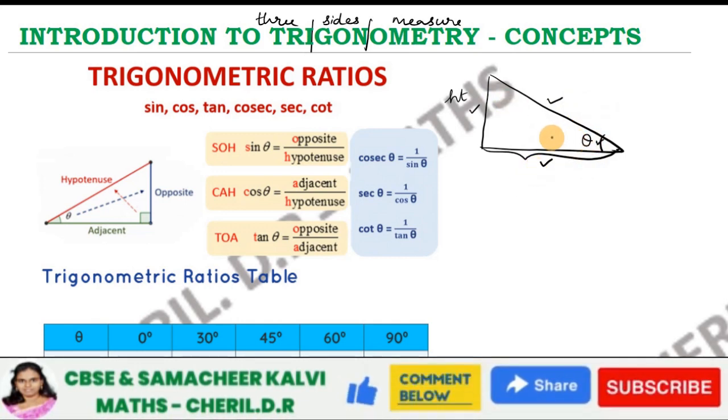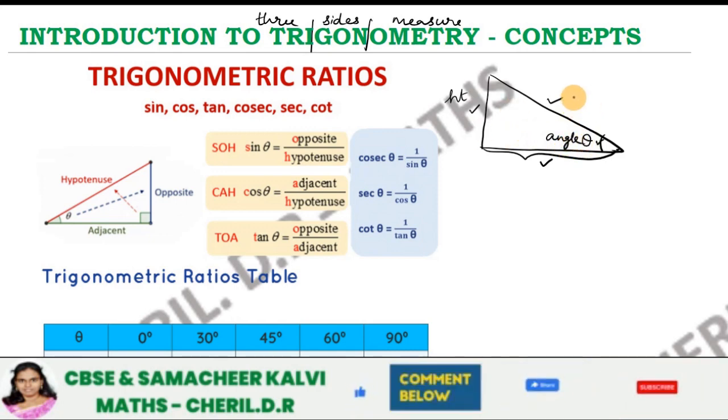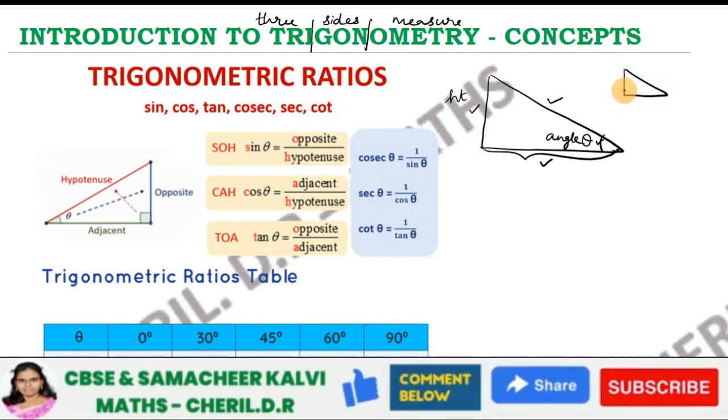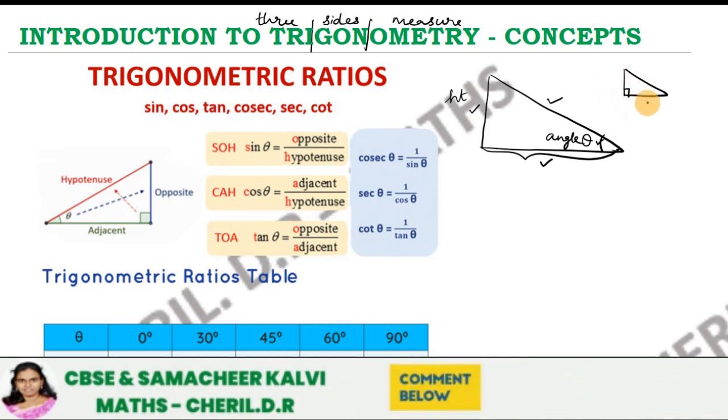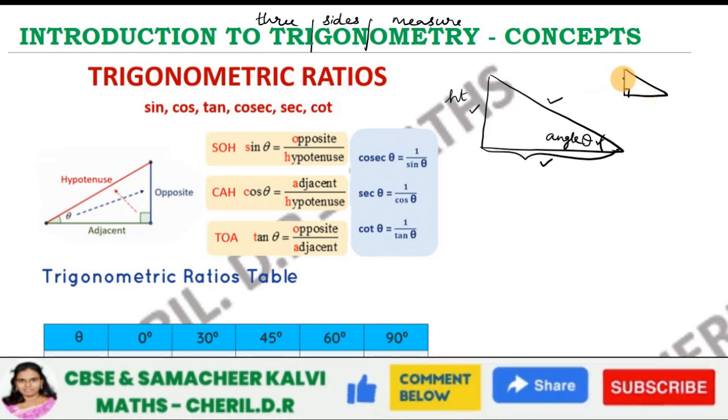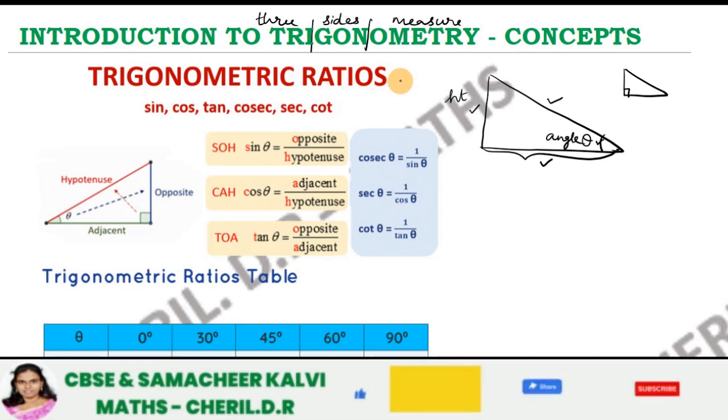I told you this is the angle. We know for a right angle triangle, using the Pythagoras theorem, if you need to find out one side, you need to know at least 2 sides. When we don't know the value of 2 sides, but we know the value of one side and an angle, these trigonometry ratios will come to our help.